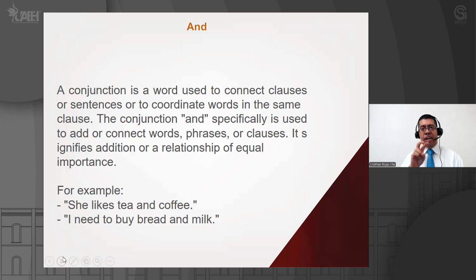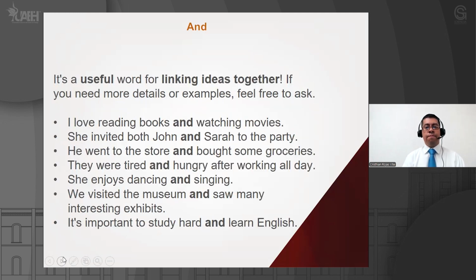In the second example, I need to buy bread and milk. Once again here, I have two elements. In the first case, I need to buy bread, and also I need to buy some milk. So we can join these two sentences together and form just one that says, I need to buy bread and milk. Okay, so continuing with this example about using and, it is a useful word for linking ideas together. If you need more details, feel free to ask at the end of the video. You will find my email. You can send an email or write right here onto the chat.